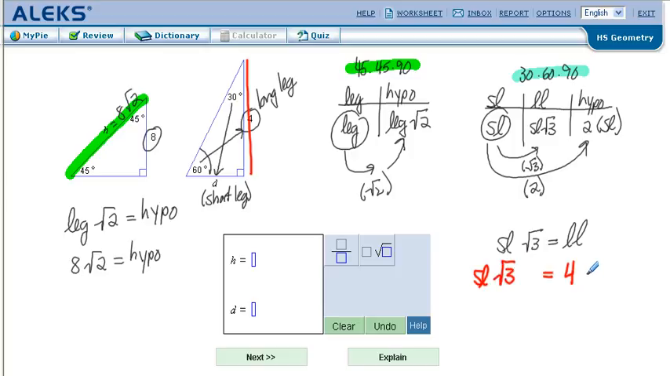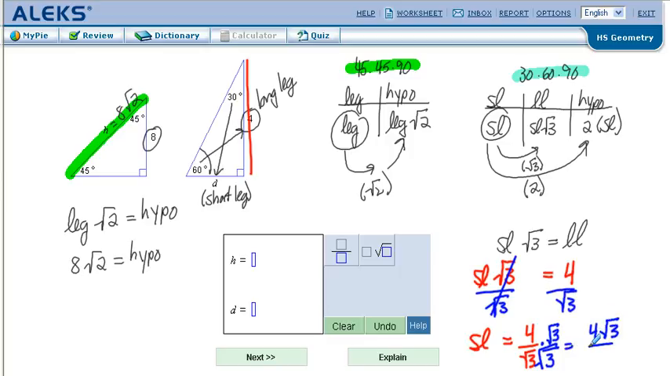So we're going to solve this like an algebra problem. We're going to divide both sides by root 3. That way we can clear. So the next line reads, the short leg equals 4 over root 3. However, we cannot leave a radical in the basement there, in the denominator, so we multiply top and bottom by root 3. And that gives us 4 root 3 over root 3 times root 3, which is just 3. We cannot simplify in any way, so this is the short leg.